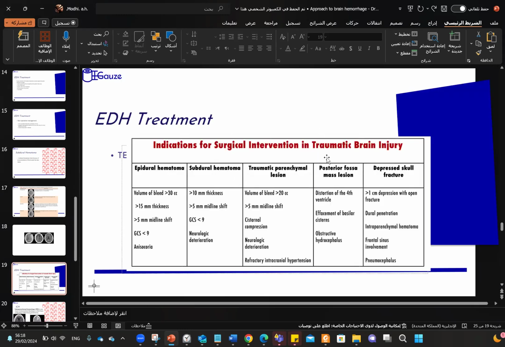If there is traumatic brain injury, there are different guidelines for the indication, but the commonly agreed one for subdural hematoma is thickness of more than 10 millimeters, GCS less than 9 or 8 with neurological deterioration, or more than 5 millimeters of midline shift.